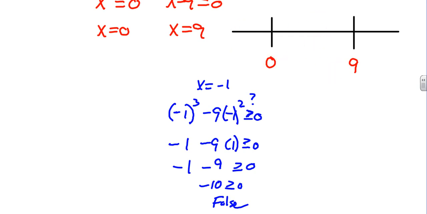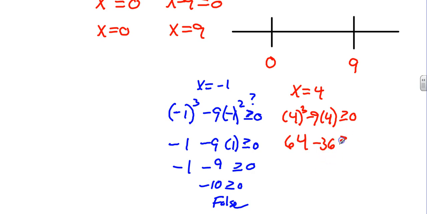Going from 0 to 9, let's check on that one. X equals something in the middle, 3 or 4, maybe. So that's 4 cubed minus 9 times 4 greater than or equal to 0. 4 cubed is 16 times 4, 64. Minus 36. That's 28. Definitely greater than 0, so that part is true. That one we had the square bracket, so that would go there.